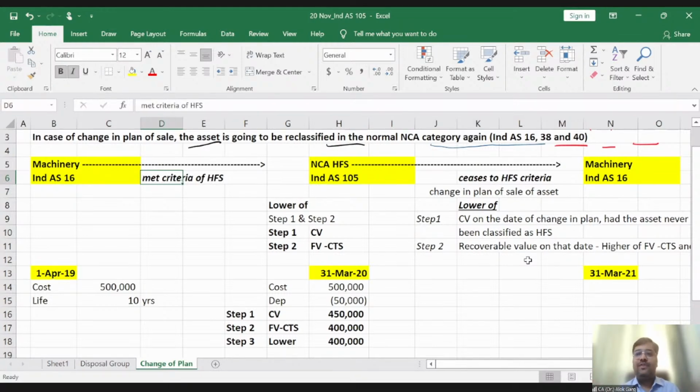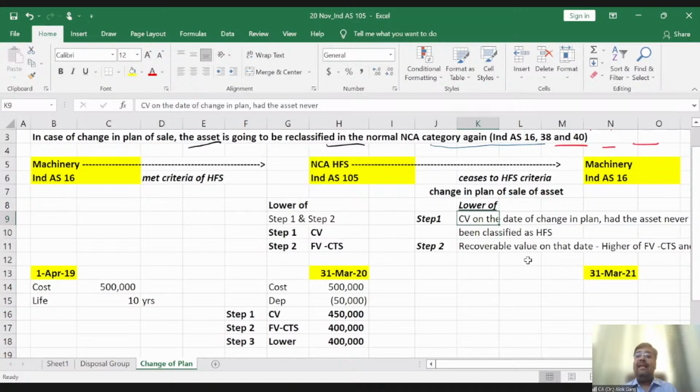There is no sale; the company doesn't want to sell it. So now it ceases to meet the HFS criteria and will move back to Ind AS 16 PPE. There is a change in plan of sale of the asset. If there is a change of plan, what is the measurement requirement? Again, lower of step 1 and step 2.